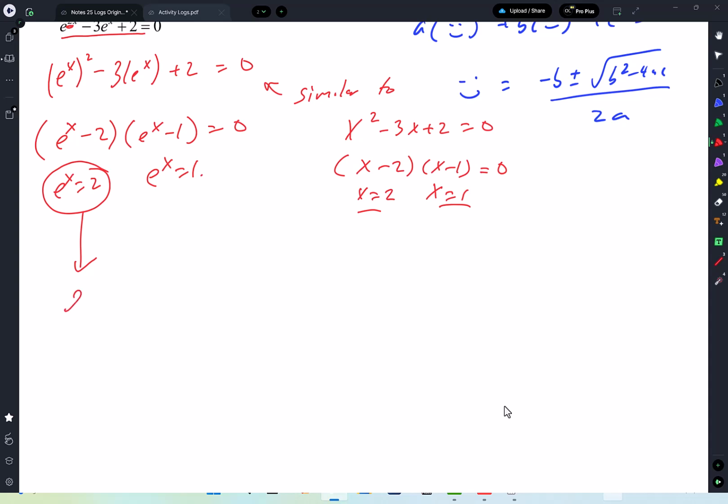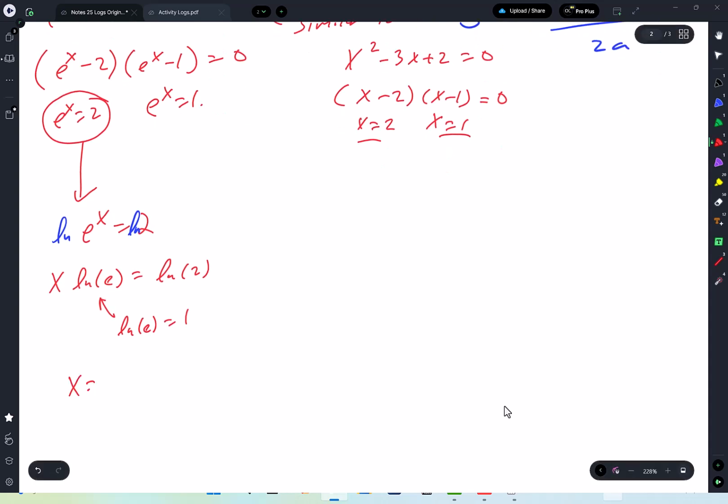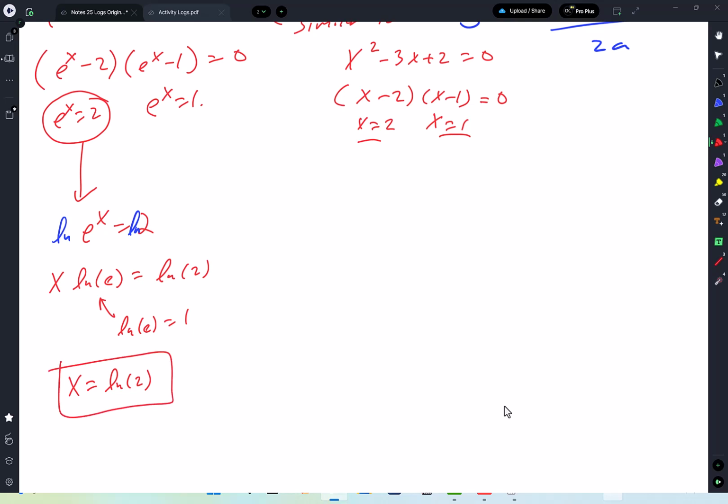I'm going to write e to the x equals 2, and then I'm going to get a different color and write ln on both sides to indicate that I'm inserting that. And then I'm going to write x ln of e equals ln of 2. And remember that we said that ln of e is just 1. So x is ln of 2. That's one of my answers.